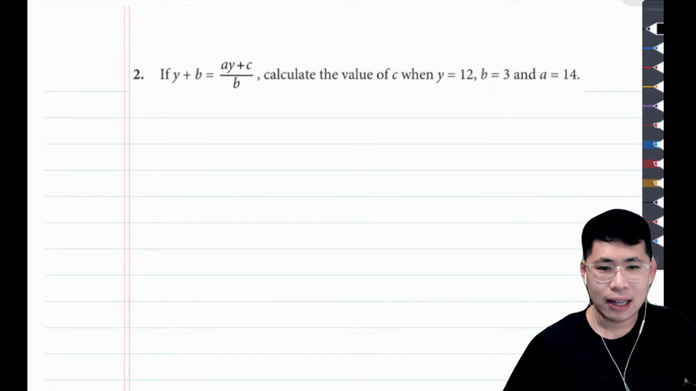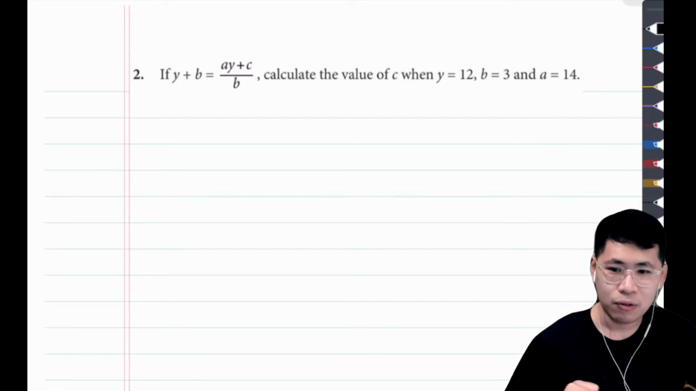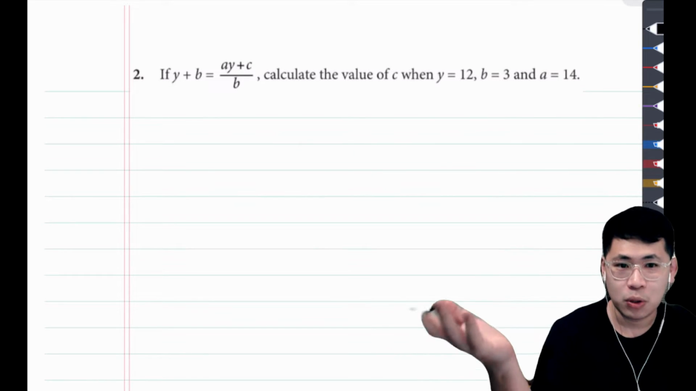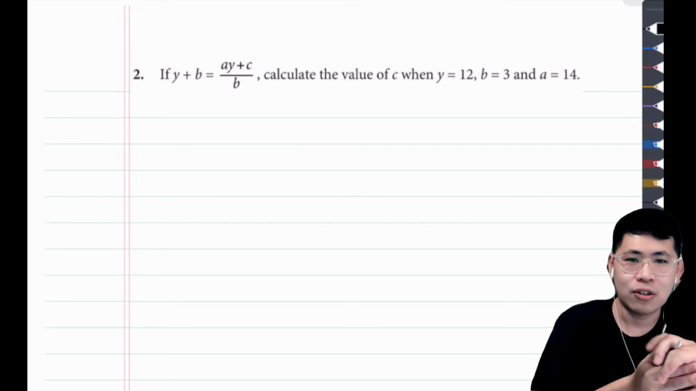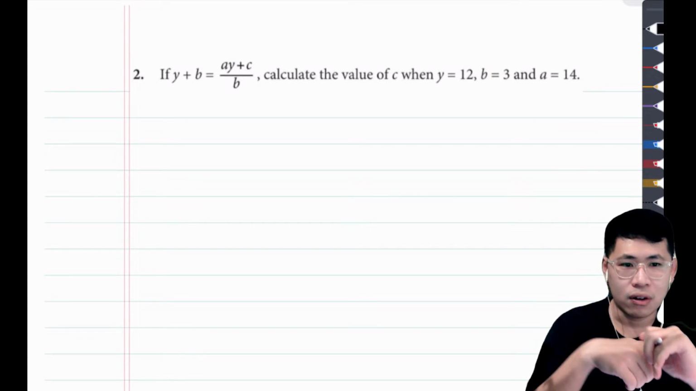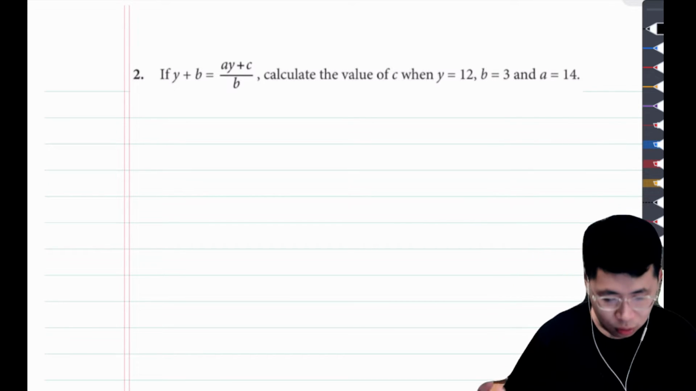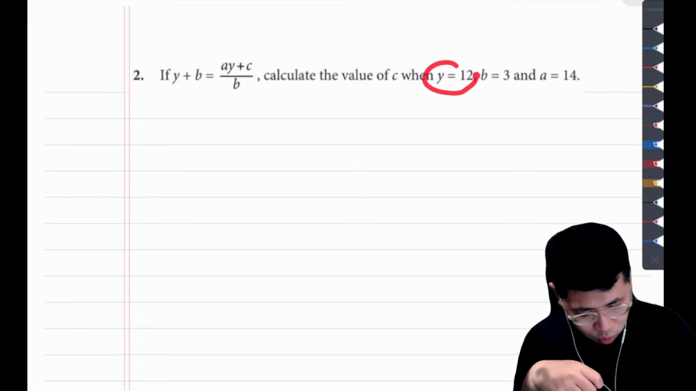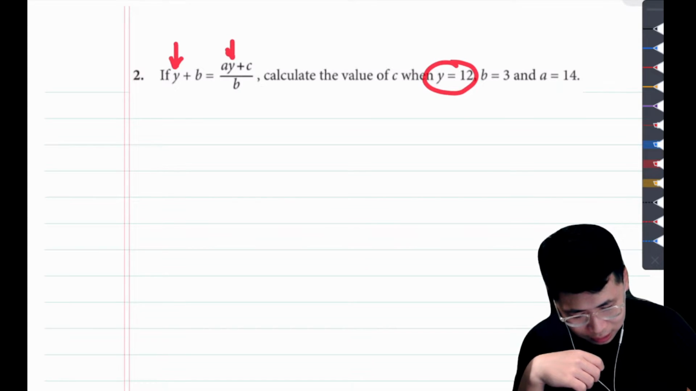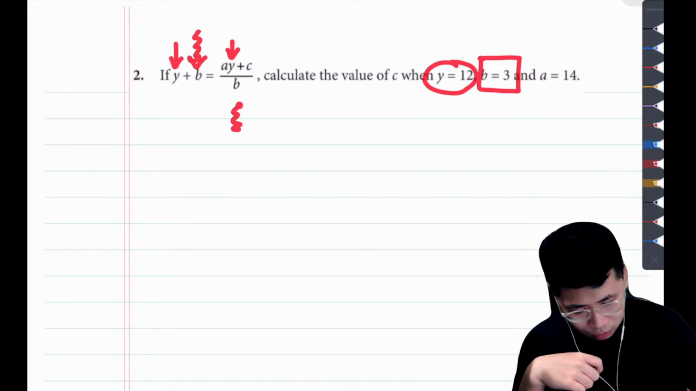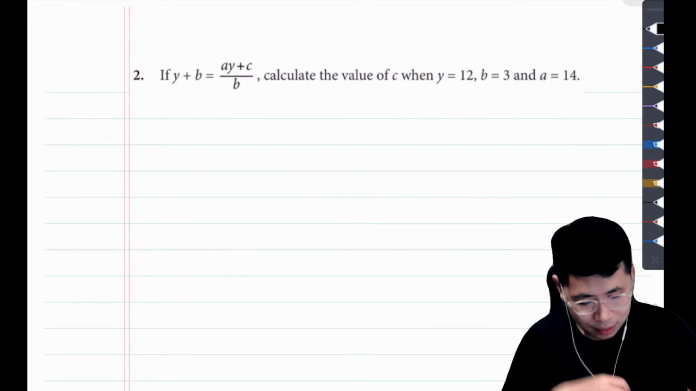Let's take a look at the second question in the exercise. Over here is a very generic formula. It's not a formula, it's a relationship between y, b, a, and c. So we need to calculate the value of c when y is this, b is that, and a is that. Let us substitute the numbers into the formula. We have y equals 12, b equals 3, and a equals 14. Substitute over here and over there.